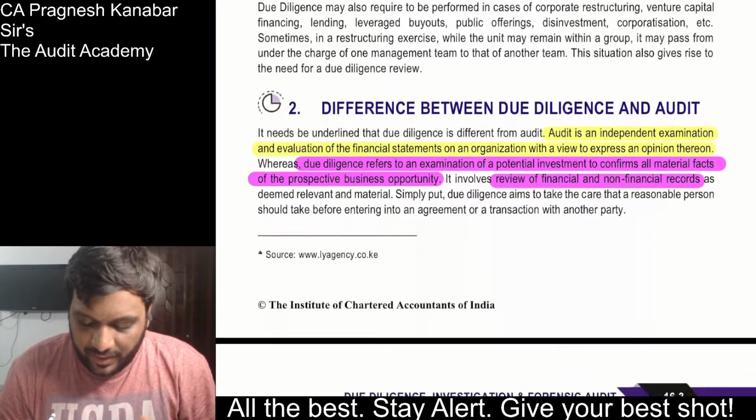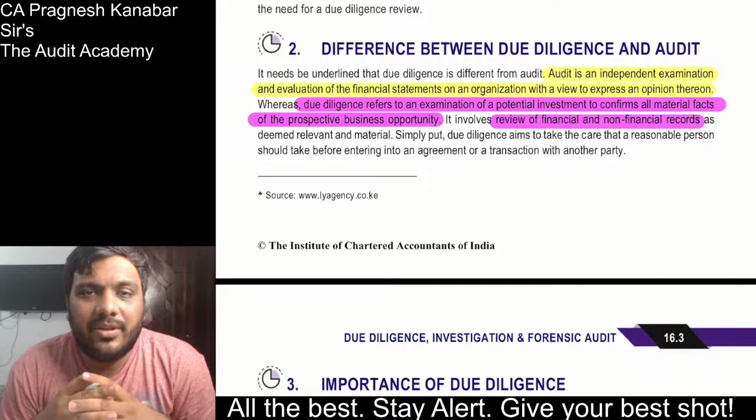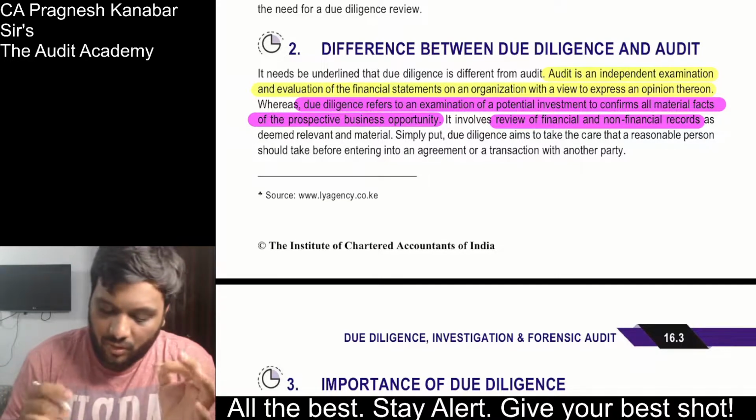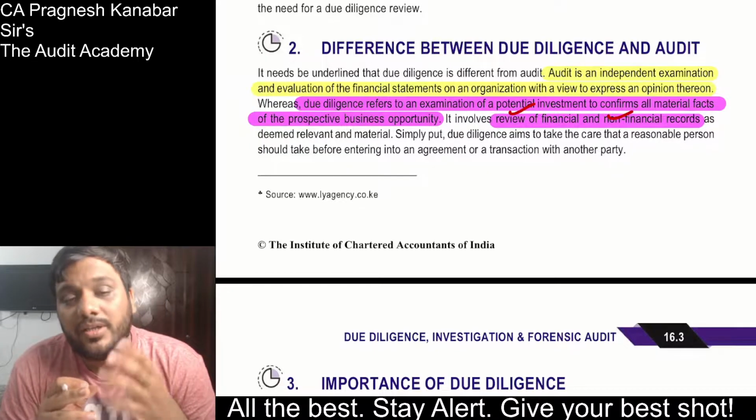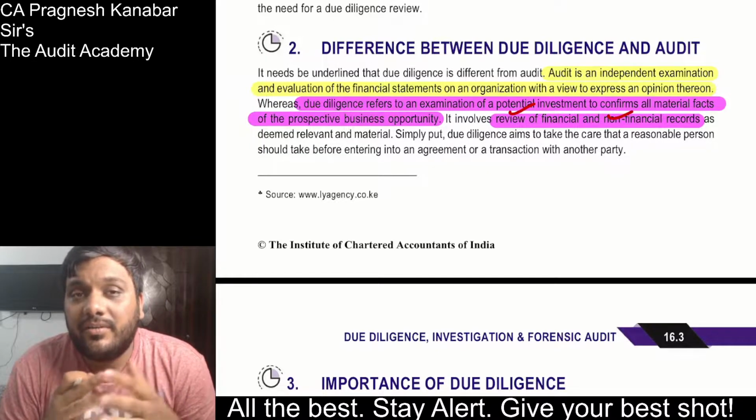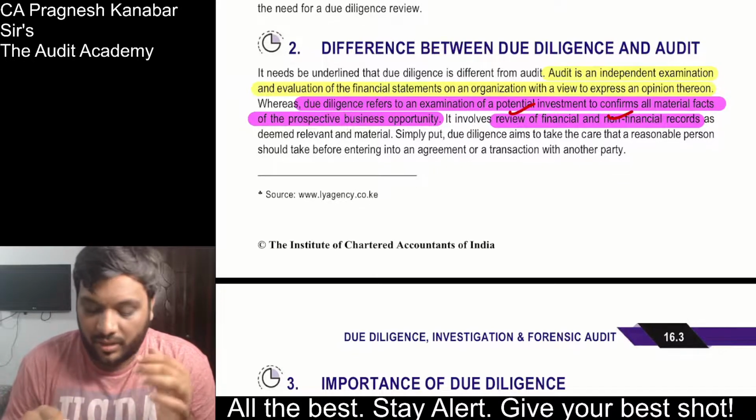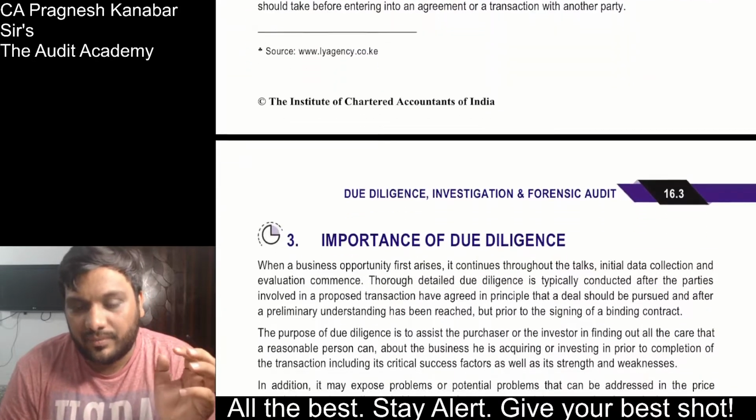All right. So look at this difference between due diligence and audit. Auditing is an independent examination of financial statements, our basic definition of auditing, and due diligence is always for a potential investment, an investigation into a potential investment to confirm whether that investment can be done or not. All right, and whether it's a good opportunity or not. So it is a specific investigation into this investment and merger acquisition.